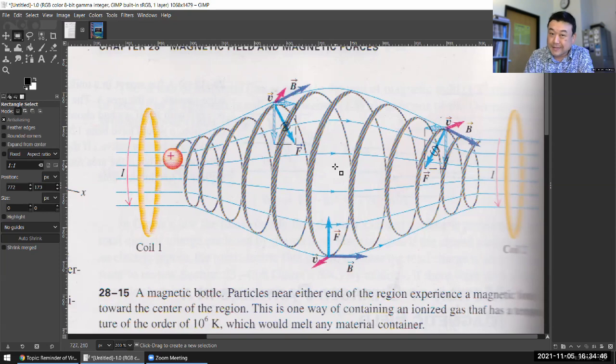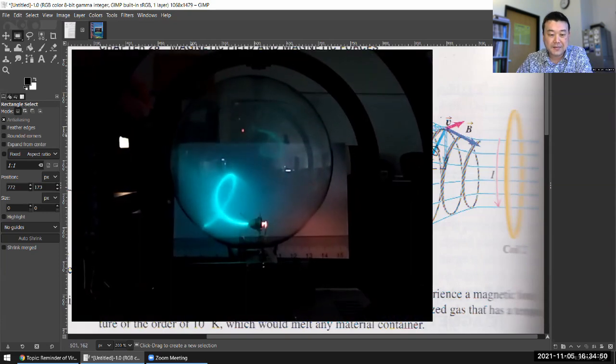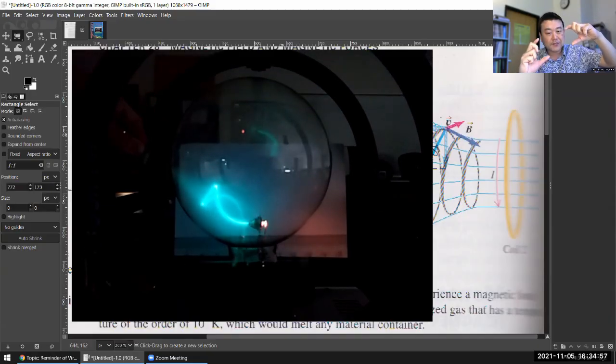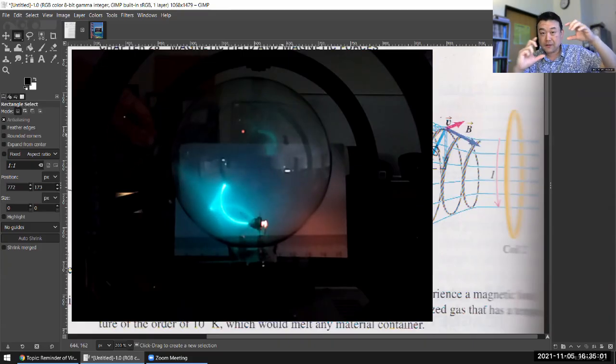And in fact, this is what you saw in the video that I played. You are basically seeing one side of this magnetic bottle. And you can imagine there being another strong magnet on the other side, then between those two strong magnets, they have a possibility of trapping the particle.